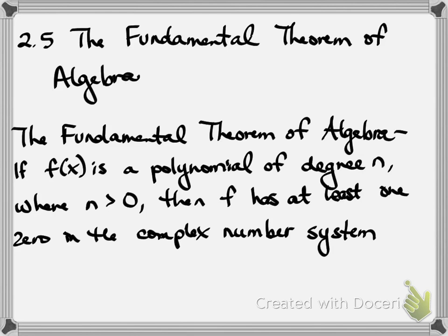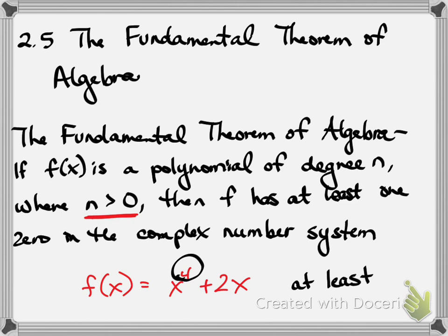The fundamental theorem of algebra says if f of x is a polynomial of degree n, where n's greater than 0, so n's a positive, so the degree of our polynomial is a positive value, then f has at least one zero in the complex number system. So if f of x is x to the fourth plus 2x, our degree is 4, that's greater than 0. So this theorem guarantees that we have at least one zero, at least one complex zero.